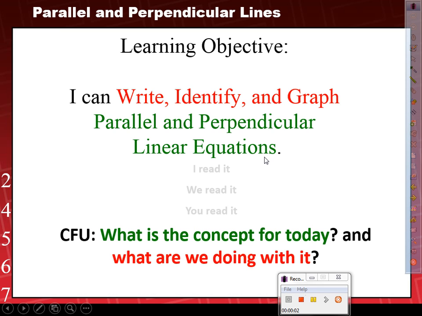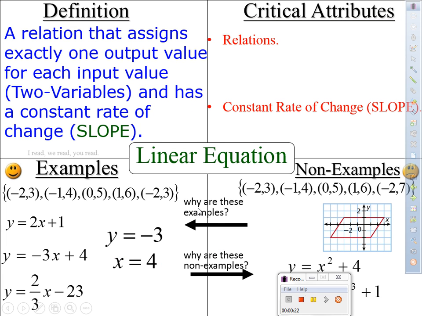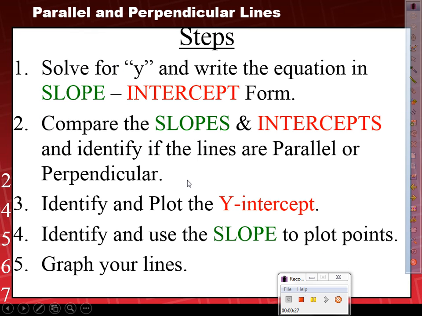So we don't need a fair model because we already know what linear equations are, right? We've done this before, but we do need steps. Copy these 5 steps only. Only 5 steps for today. And some of them we already saw before. Look at steps 3, 4, and 5. When we graph, don't we use the y-intercept, the slope, and then we graph our lines?